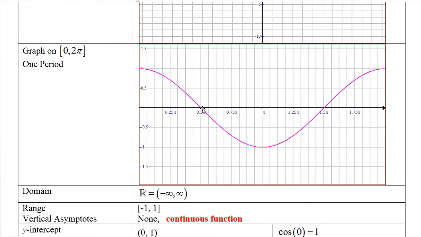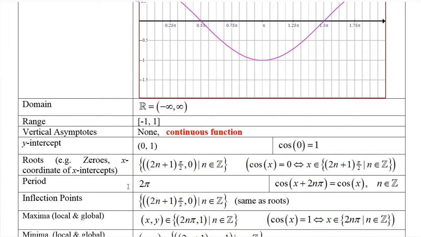Then it decreases concave down to an inflection point where it meets its x-axis at pi over 2, comma 0. Then decreases concave up until it gets down to pi, negative 1, a global minimum. Then it increases concave up to 3 pi over 2, 0, which is also an inflection point, and then it increases some more concave down now until it maxes out at 2 pi, 1, and then it repeats the whole thing. The next interval of 2 pi, say from 2 pi to 4 pi.